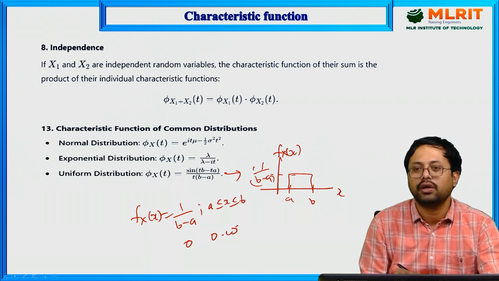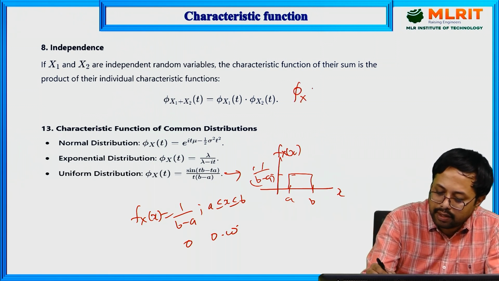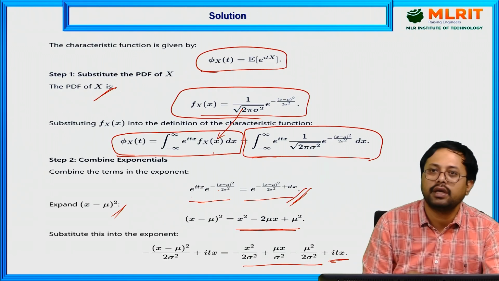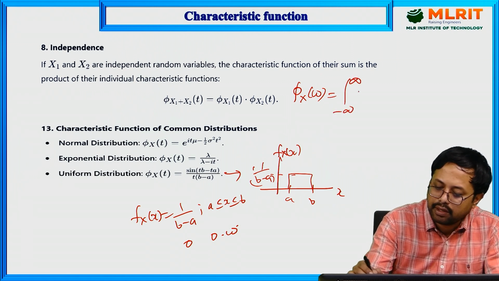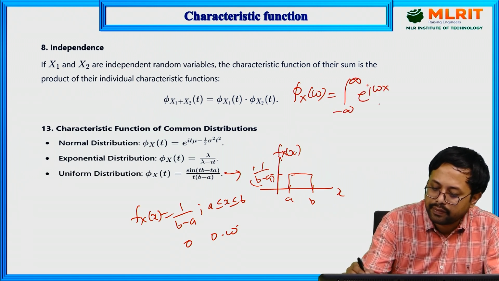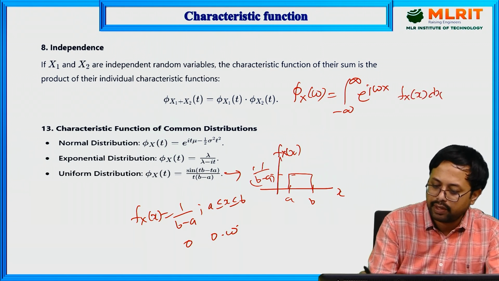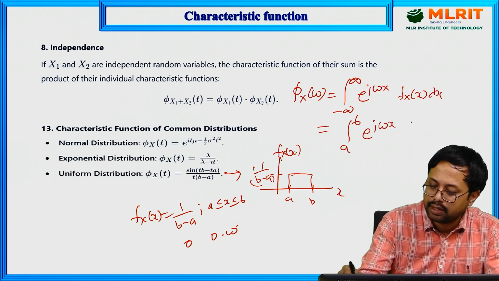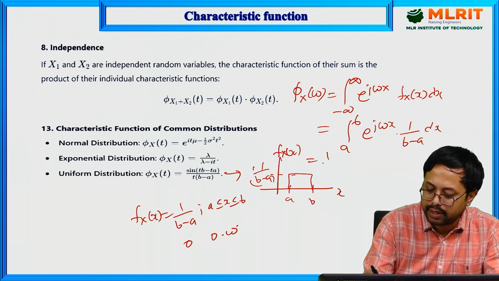Now what you have to do, for the uniform, which is also a continuous random variable, find phi_X(omega). You have to use the same approach, whatever approach you have used here. Here also, the integral from minus infinity to infinity of e power j omega x times f_X(x) dx. This is defined only for the interval a to b, so change the limits to a to b, e power j omega x times 1 by b minus a dx. You can take 1 by b minus a outside the integral, then solve the integral from a to b.